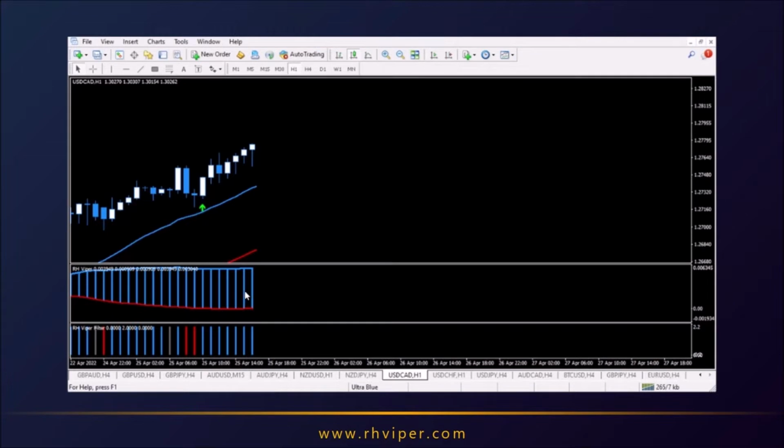The RHViper indicator, this is bullish. We've got the blue line of the Viper indicator above the red line, and it doesn't much matter what the RHViper filter is doing, but it's blue. Again, doesn't much matter. What we need to do now is wait for the price to come back and touch that blue moving average.